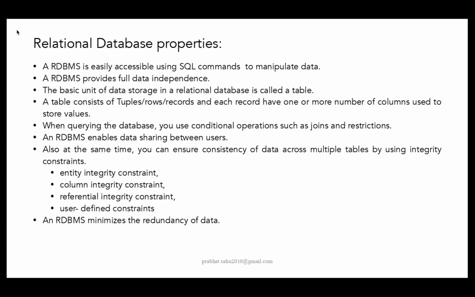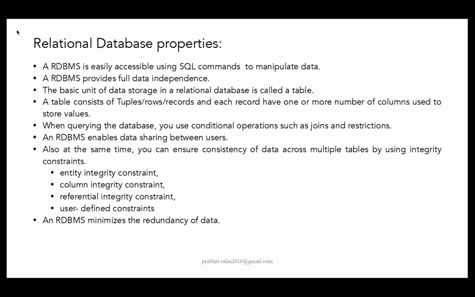The basic unit of data storage in a relational database is called a table. A table consists of tuples or rows or records, and each record has one or more columns used to store the values. For access purpose, the order of the rows and columns is insignificant. You can control the access order as required. When querying the database, you use conditional operations such as join and restrictions. Here, the join combines the data from separate database rows, and the restrictions limit the specific rows returned by the query.